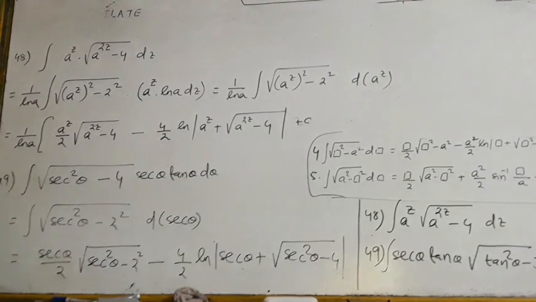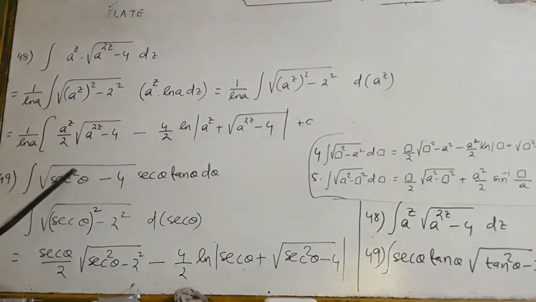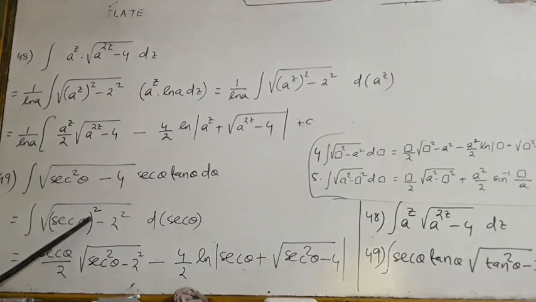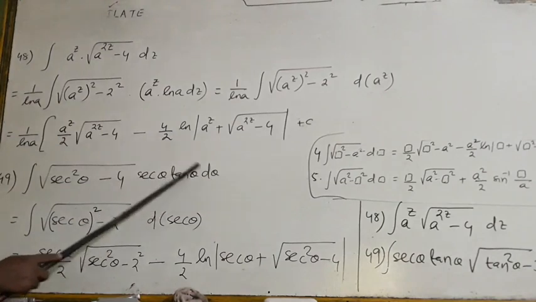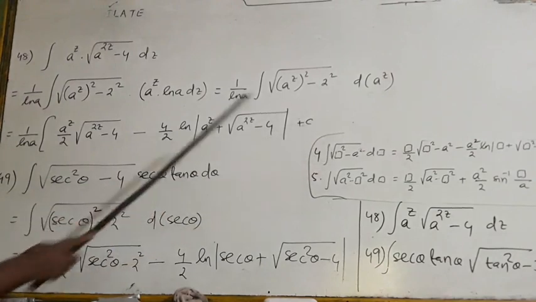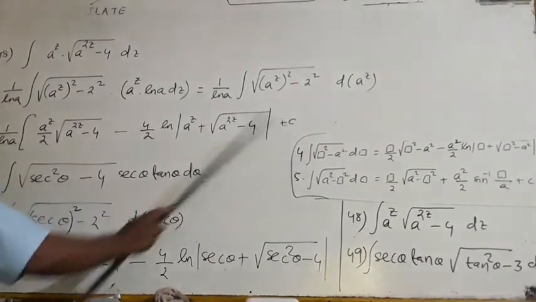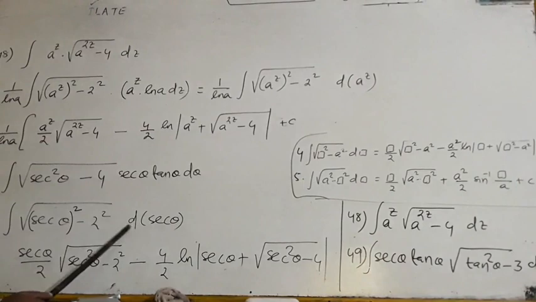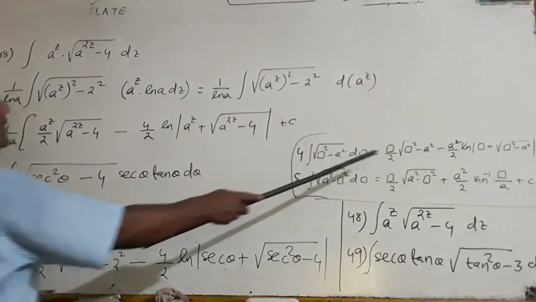Okay. Now look here. It is sec square theta. I am writing sec theta whole square minus 2 square. Then what will the derivative of sec theta be? Sec theta tan theta d theta. So in place of sec theta tan theta d theta, I will write the derivative of sec theta. So the formula comes, doesn't it? What? Root of box square minus a square d box, with box as sec theta. Then you apply this formula.